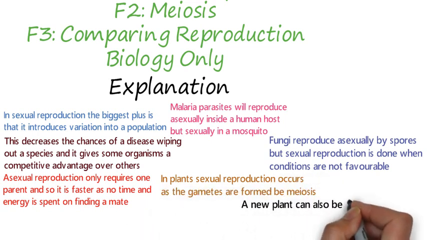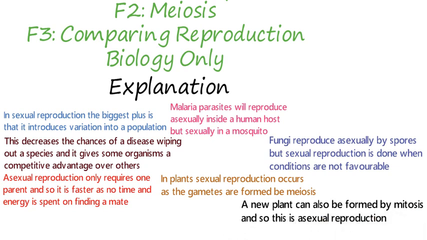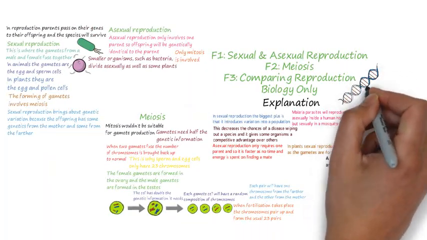In plants, sexual reproduction can also occur. Gametes are formed by meiosis, and the pollen and eggs must fuse together to form a new seed. However, a new plant can also be formed by mitosis, and so this is asexual reproduction. An example of this is when the bulbs of a plant divide by mitosis to form new plants.